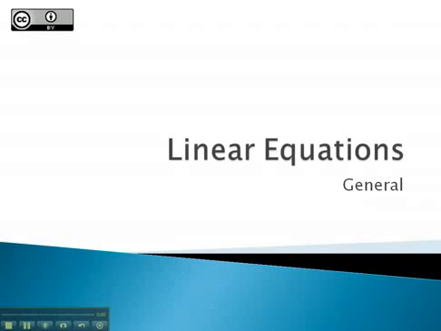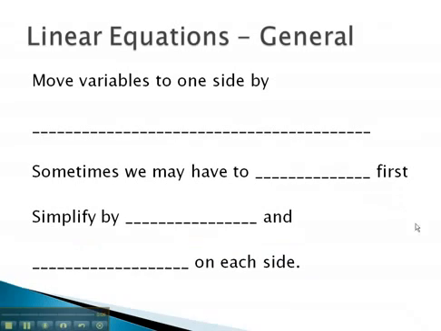In this video, we're going to take a general look at solving linear equations. As we solve linear equations, quite often we have the variable that shows up on both sides of the equal sign. This means we may have to fix it by moving the variables to one side by adding or subtracting the smaller term.